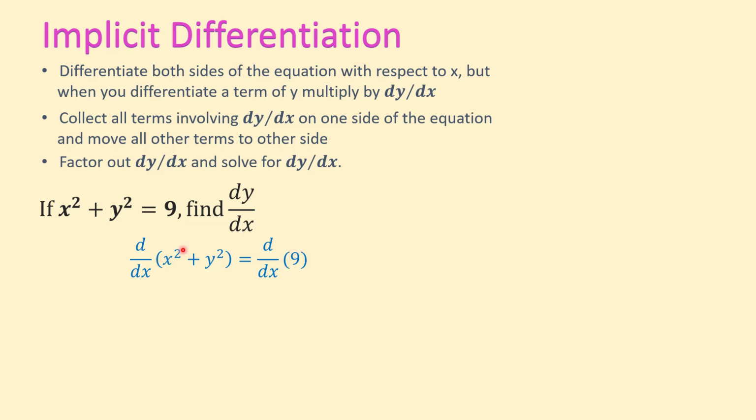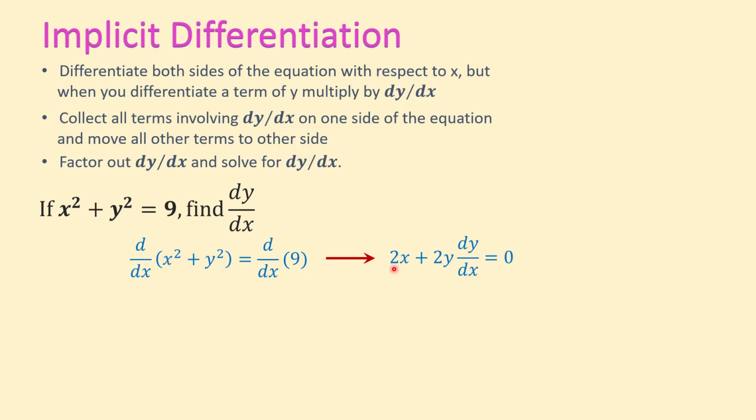The derivative of x squared as usual is 2x. But the important part is when we take the derivative of y squared, we take the derivative as usual, but we have to tack on dy over dx. We have to multiply it by dy over dx. So the derivative of y squared is similar to x squared, 2y, but you have to multiply it by dy over dx. So we have 2x plus 2y dy over dx equals 0.